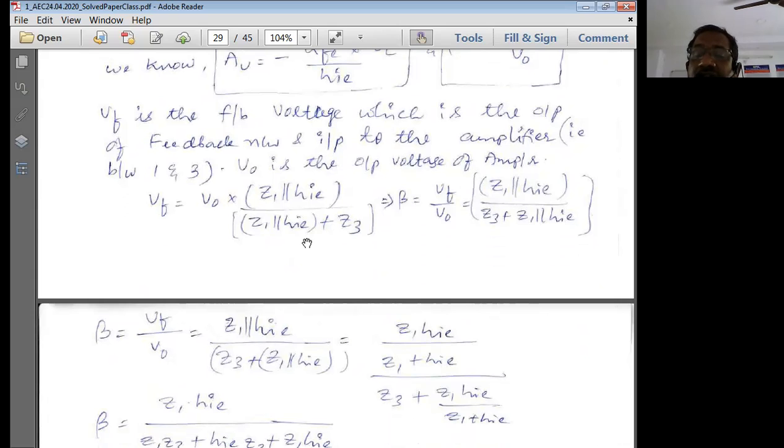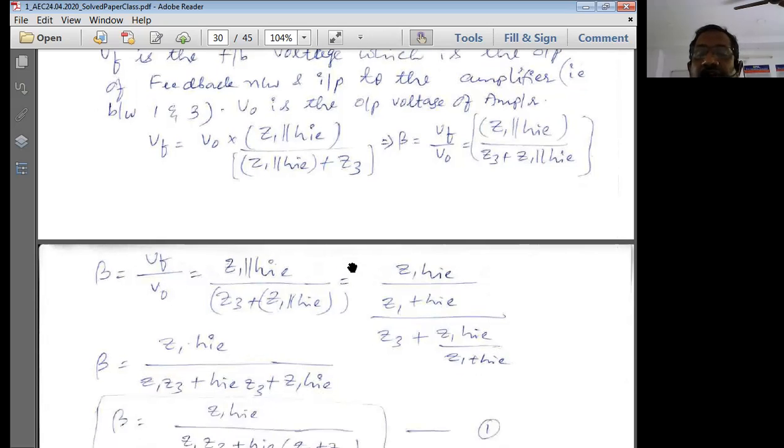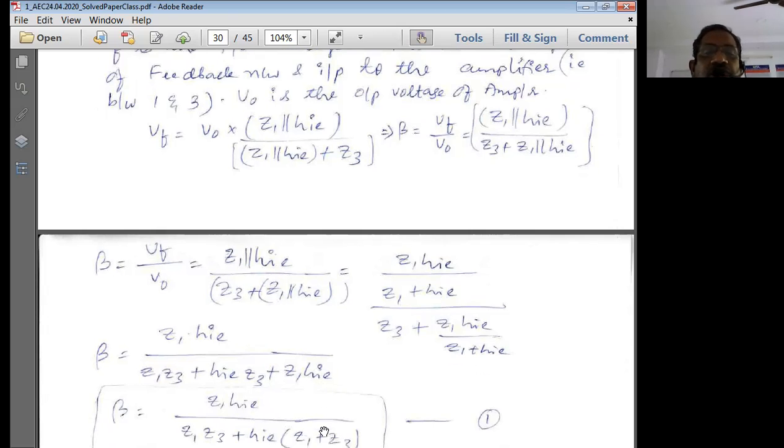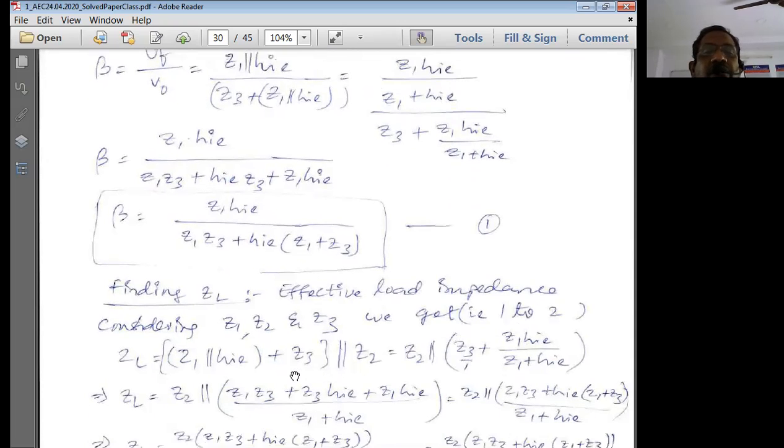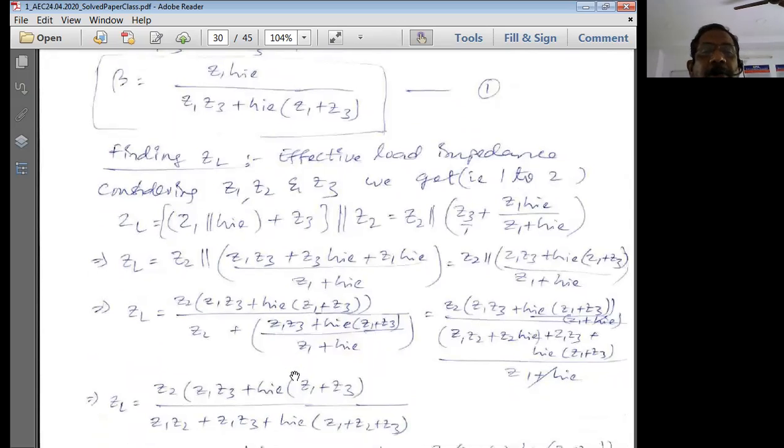What are all the resistances which are connected to the input terminal? That is Z1. All of them you have to really consider. Then one more is there, called Z3. Z3 is obviously going to come as a series combination. So therefore, I can write the equation like this. These two are in parallel, then the series combination. Then we have to solve for this, and we are going to get a value for beta.